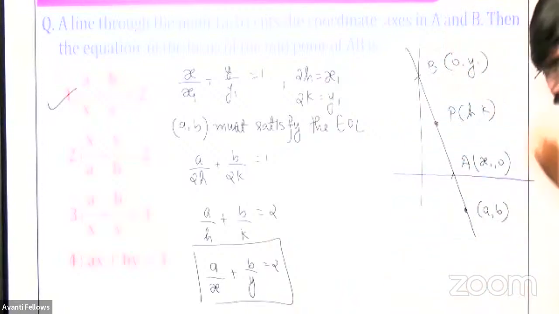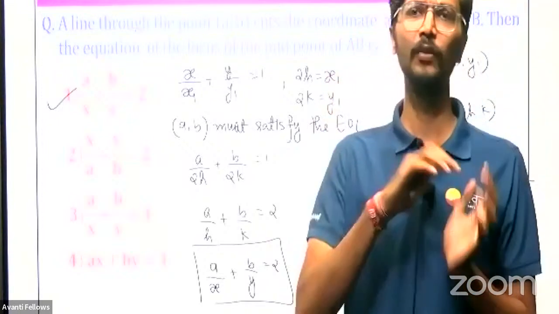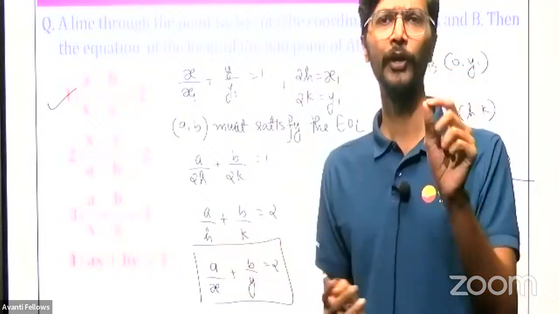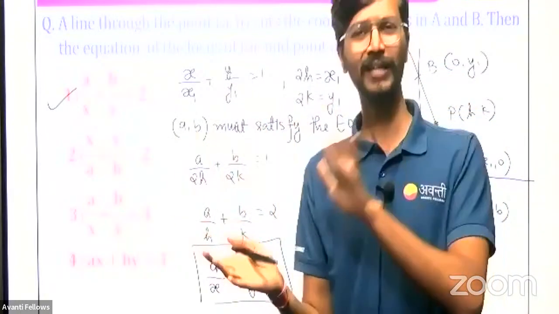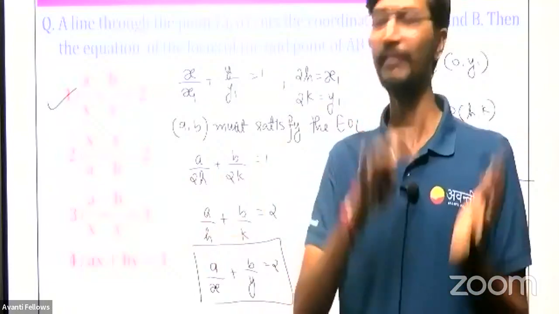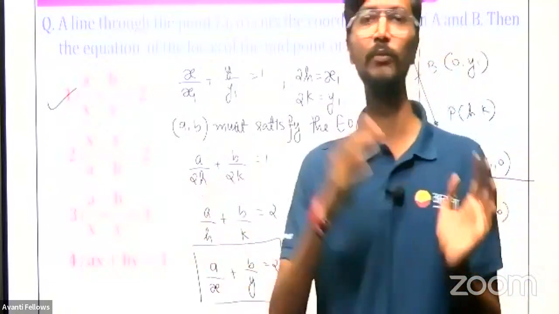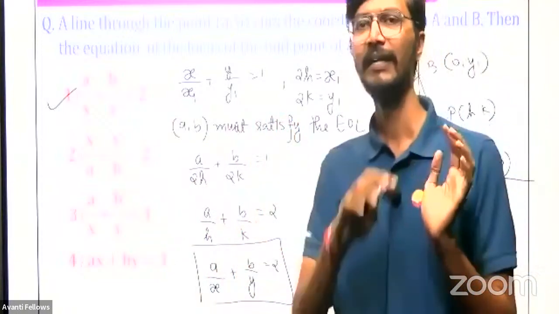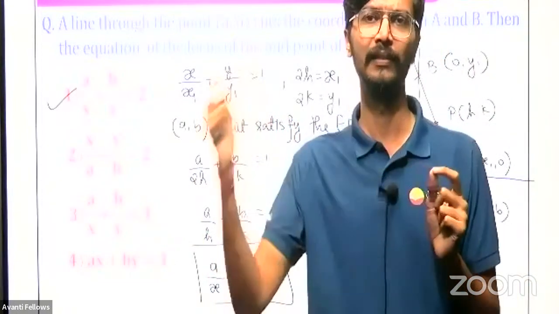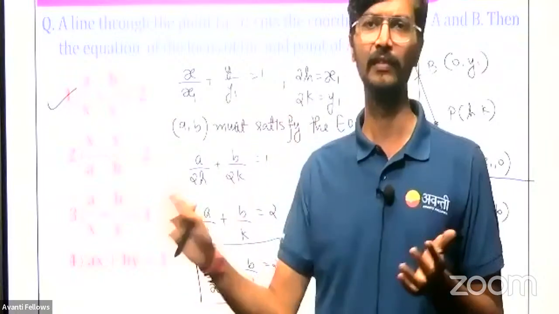So I hope you got the question here. Obviously, in locus we assume the point of which we have to find the locus as (h, k), and then we use the conditions such that we get an equation in terms of h and k. Once we get the equation in terms of h and k, we just substitute h equals x and k equals y.